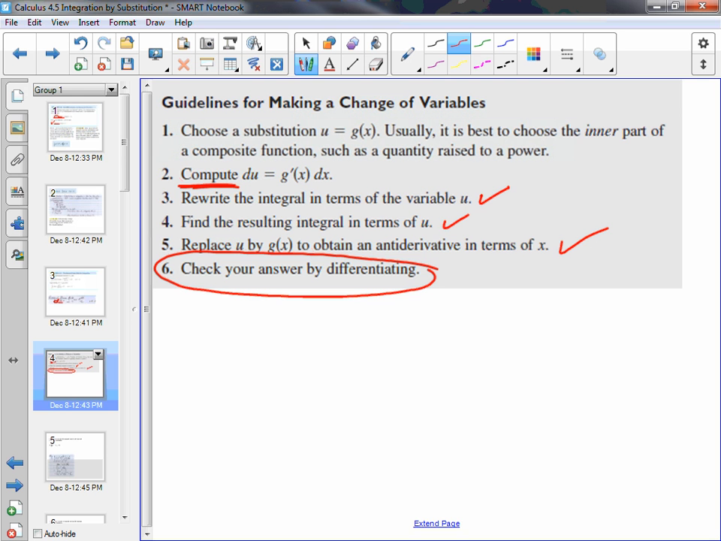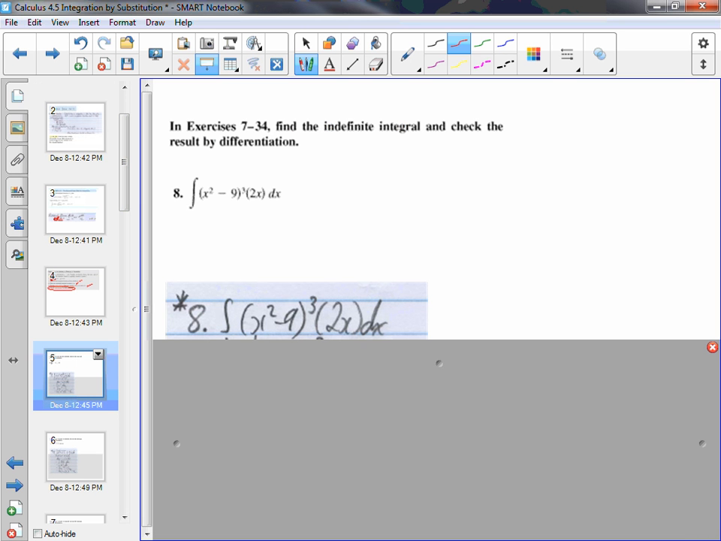Okay? So, number 8. All right, this is page 304. We're supposed to find the indefinite integral and check the result by differentiation. We're going to find the indefinite integral. We have the integral of (x squared minus 9) quantity cubed times 2x dx.